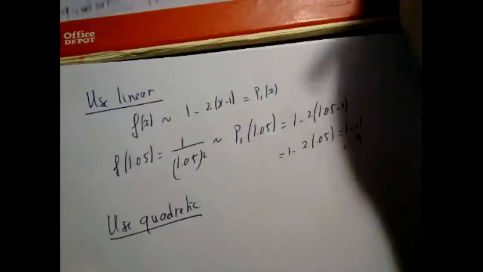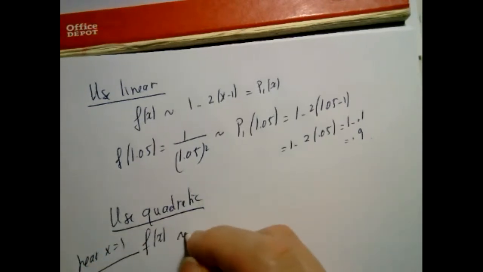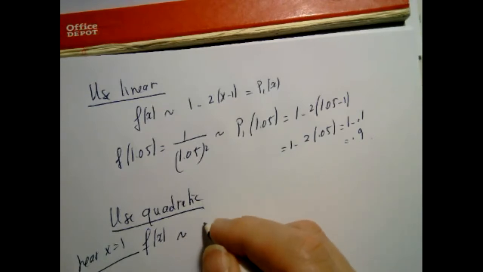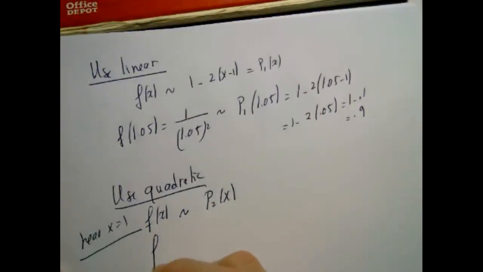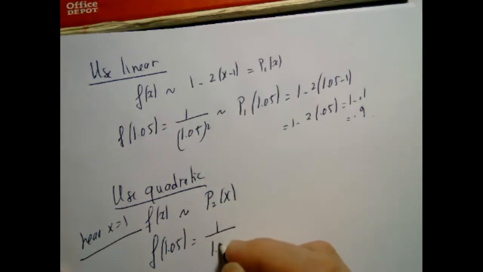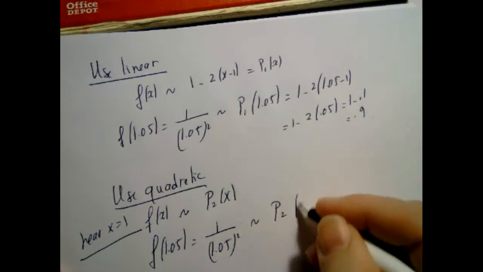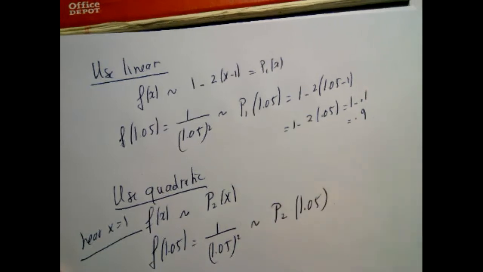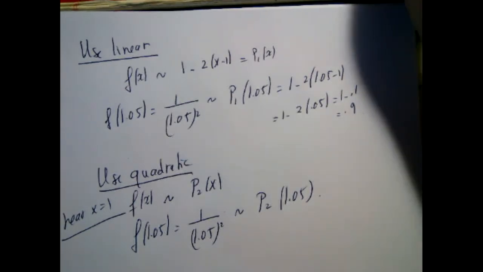Again, it's the same idea. So here my function is near x equal to 1. The function is almost equal to the second degree Taylor polynomial. So f at 1.05, which is 1 over, we're going to approximate it with the polynomial at 1.05. It means I plug in 1.05 in the expression of the polynomial, as simple as that.